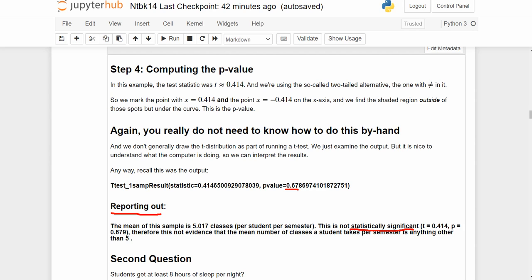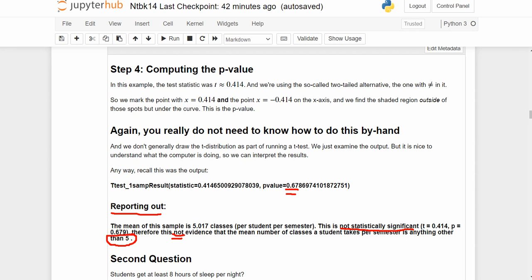Therefore, there is not evidence, this is the key word, there is not evidence, this is the fail to reject the null, that the mean number of classes a student takes is anything other than 5. So we have failed to reject the null, or in this case, we have not produced statistical significance, and therefore we are left with the null hypothesis. Our conclusion is that the null hypothesis seems somewhat likely to be true, right?